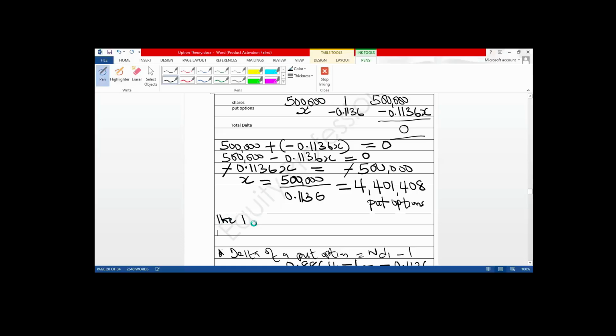The investor needs to buy 4,401,408 put options for a proper hedging.